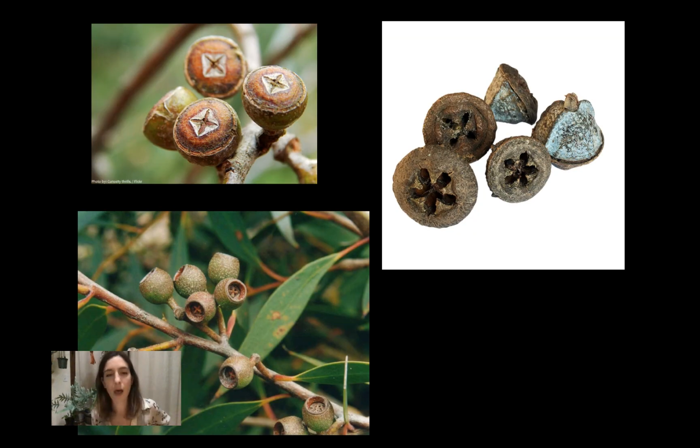And the fruits of eucalyptus tend to look like this. Again, we've got fruits of an inferior ovary. We've got fused carpels, either 4 or 5 fused carpels, and they dehisce. So, capsules.